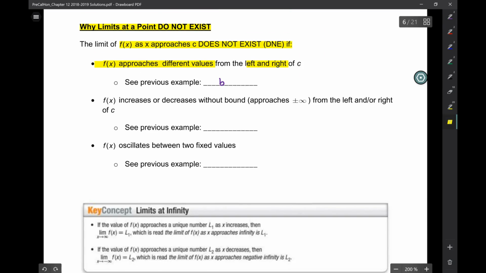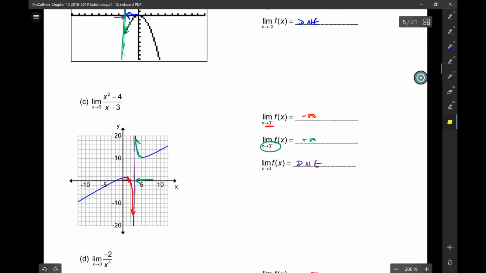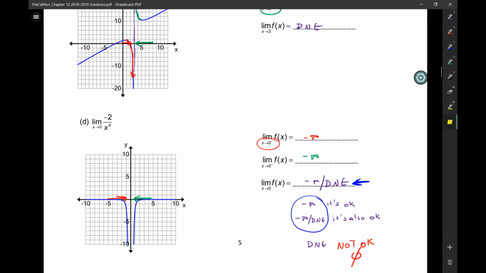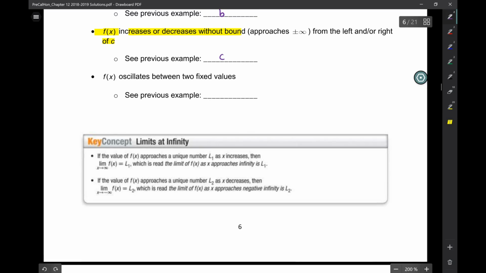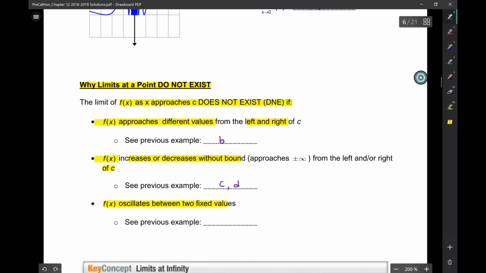Second case, if f of x increases or decreases without bound. So if f of x goes to positive infinity or negative infinity, which one of these will qualify for that? C or D? And this is an actual class of its own: if f of x oscillates between two fixed values, so like E.